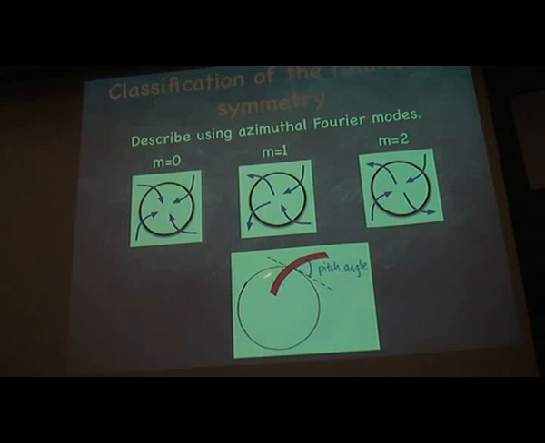And here's an illustration of what I mean by the pitch angle. If we draw a circumference at a certain radius, and then draw a tangent to that circumference, the pitch angle is the angle that a spiral makes. It could be a spiral arm of a galaxy or a spiral magnetic field line. It's the angle from the magnetic field line or the spiral arm to that tangent to the local circumference. So that's what I mean by the pitch angle.